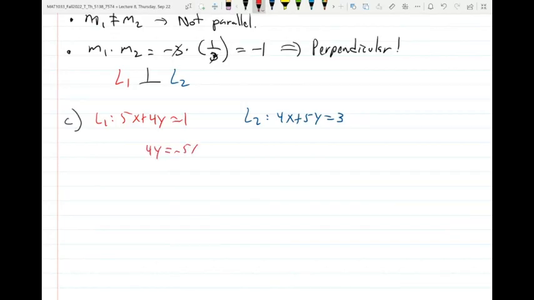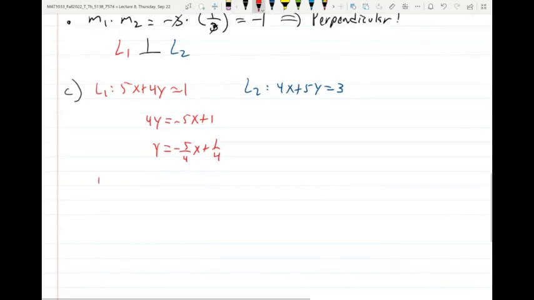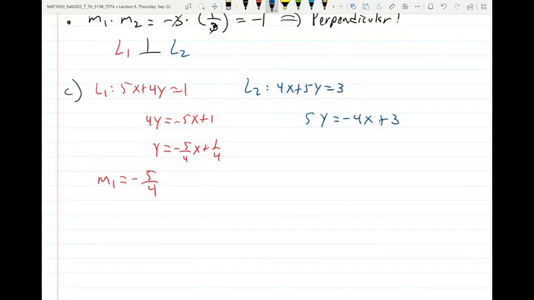So first we write in slope-intercept form. You know the drill. Divide by 4, so we get -5/4 x plus 1/4. Okay? Remember, everything has to be divided by 4. So from here we get the first slope, which is -5/4. All right, now repeat. So for y, move the x to the other side. Now divide by 5. This is what we get. So the second slope is -4/5.